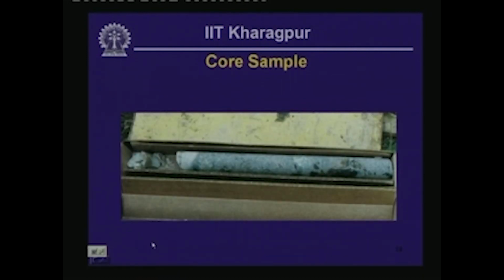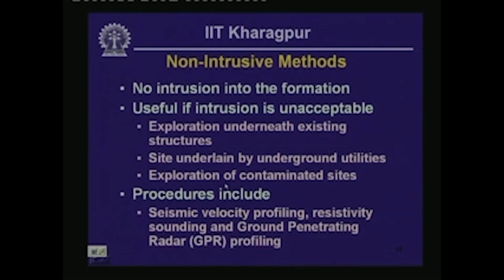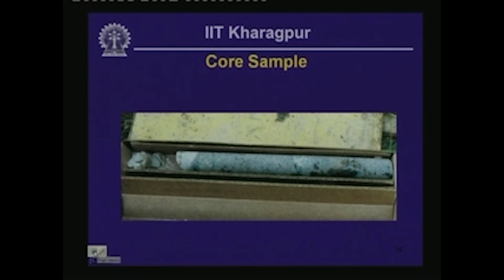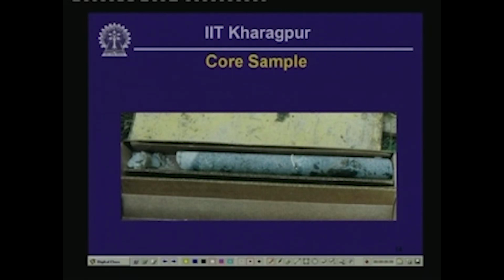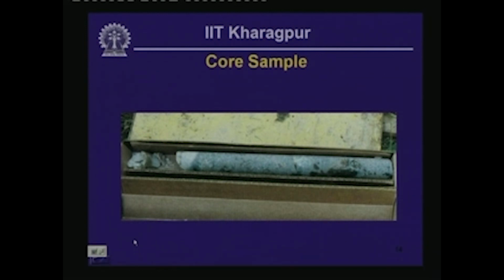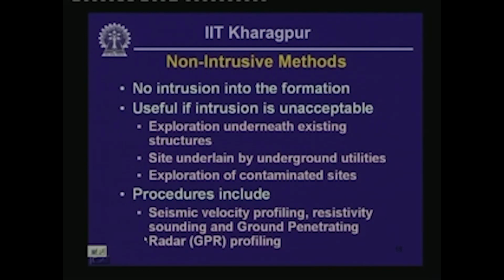Okay, this is an example of a core sample of a basalt. You can see that the discontinuities and joints are clearly visible on the sample itself. We are going to talk later about how to describe the discontinuities and the joint sets within such core samples, and this core sample is ready for transportation to the laboratory.